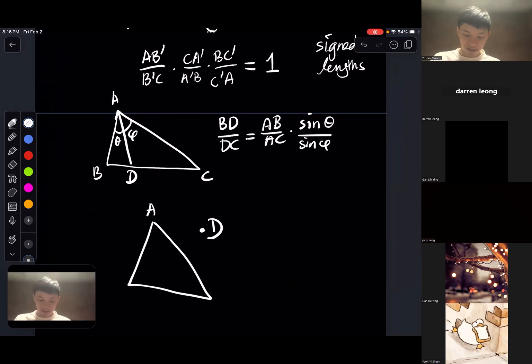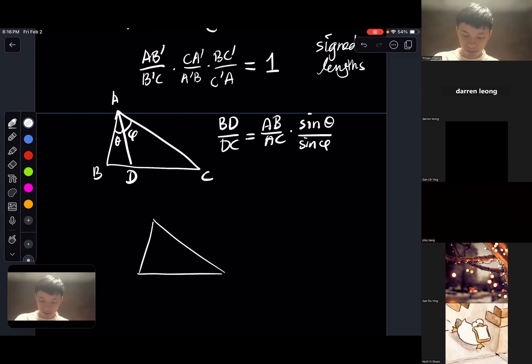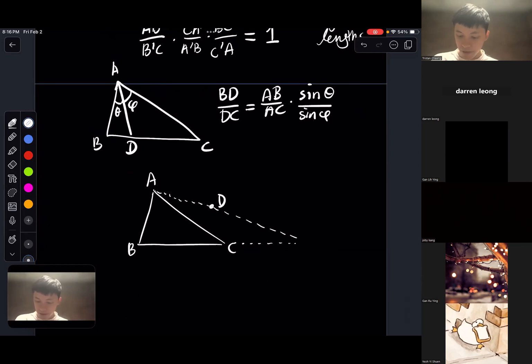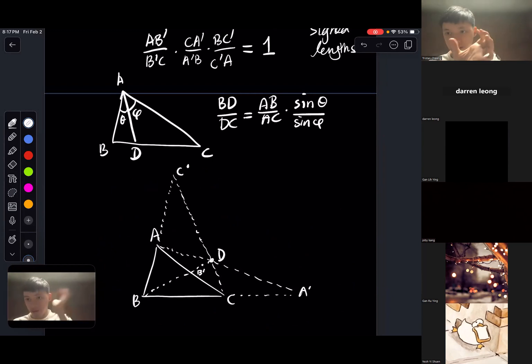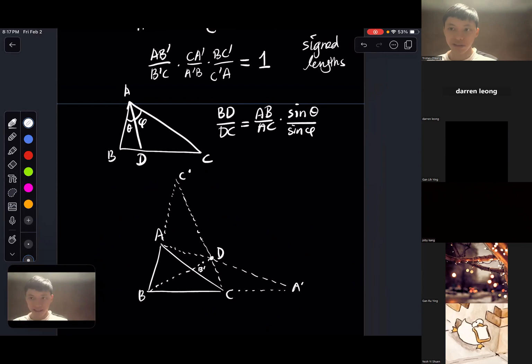So if D is, let's say, here instead, then we can define, let's just call it D. So this point is now A prime. This point is now B prime. And this point is now C prime. And the same ratio lemma holds. I mean, the same ratio relation holds. So Ceva's theorem also works when the point is outside of the triangle.